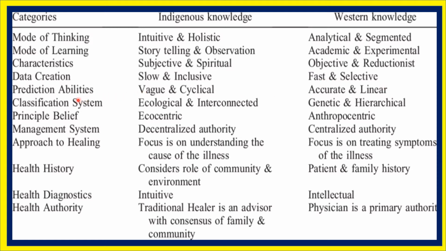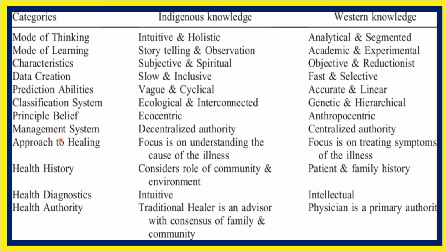The fifth category is predictions and abilities. In indigenous people they are vague and cyclic, whereas in Western culture, accurate and linear. The sixth category is classification system. Classification in indigenous knowledge is ecological and interconnected, whereas Western culture is genetic and hierarchical. The seventh category is principle belief. Indigenous people hold an ecocentric belief, and anthropocentric is the Western culture belief.